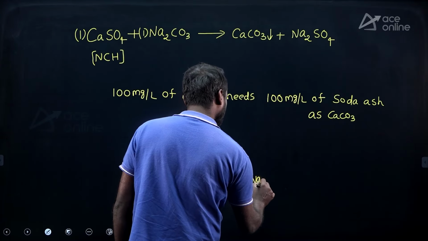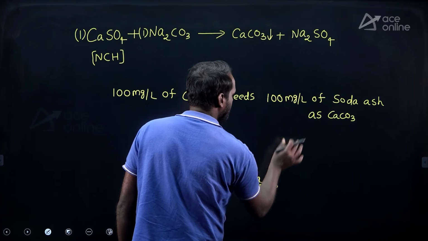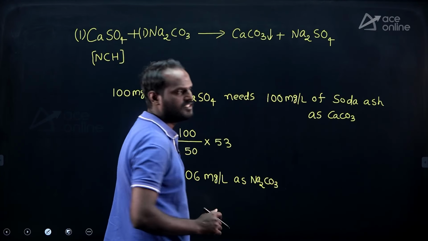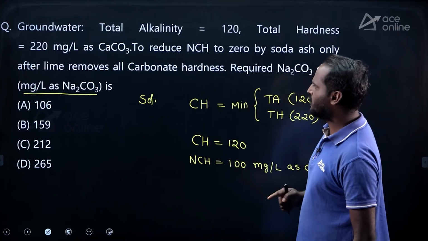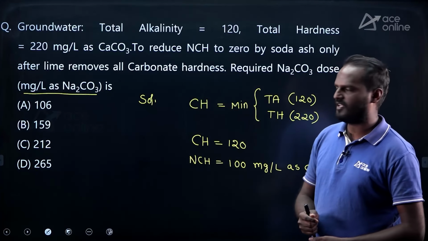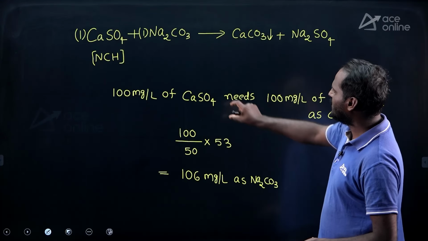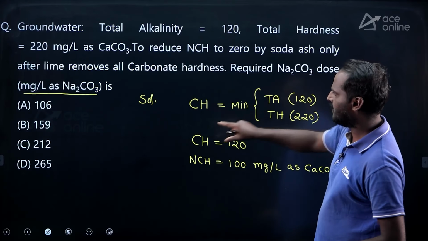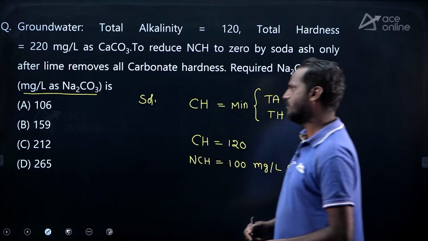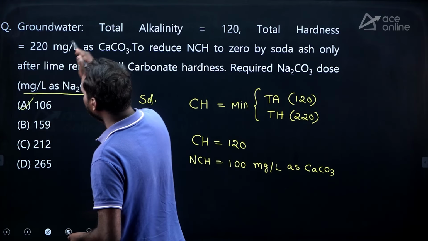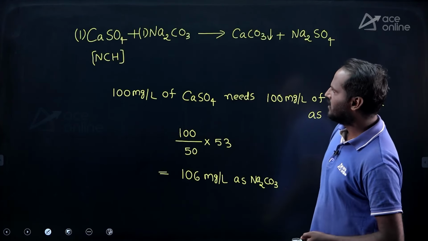That is Na2CO3. Earlier this weight is required in terms of CaCO3, but we need to express our answer in terms of Na2CO3, right? This is a very easy question. Here you need to be careful, not 100. 100 is however not given in the options, right? Therefore, option is A, very easy. The next question.